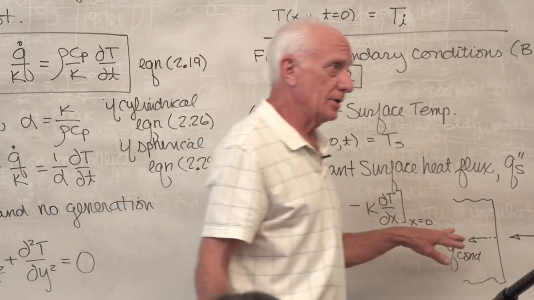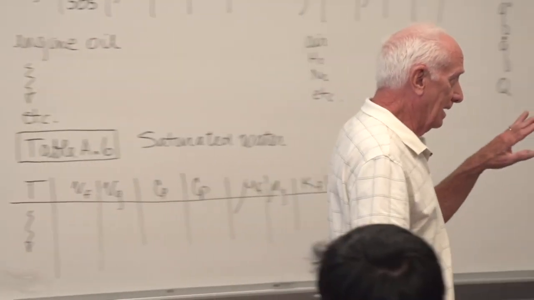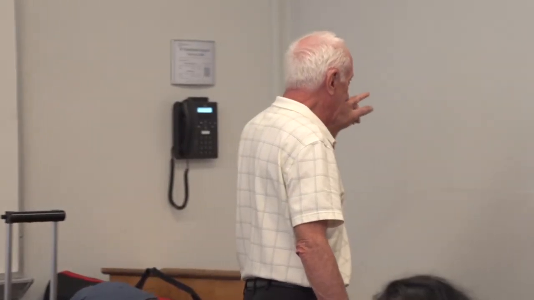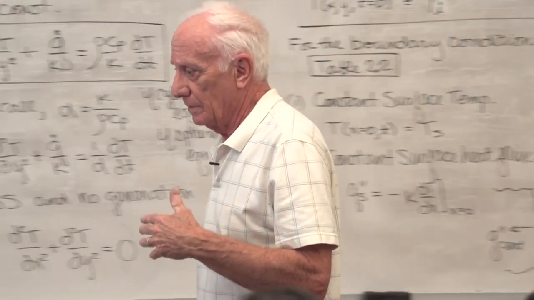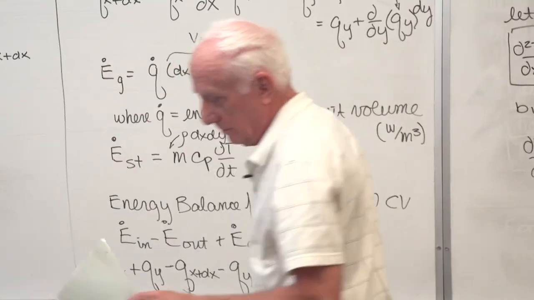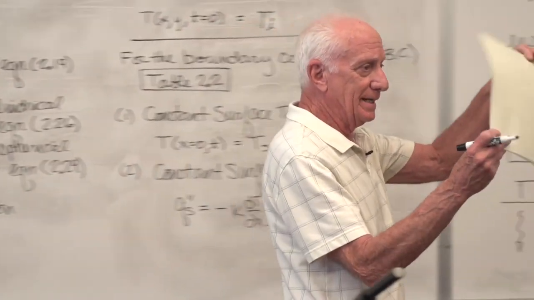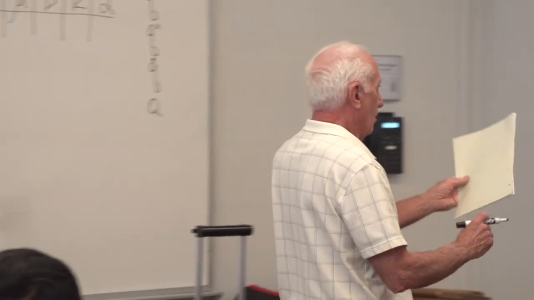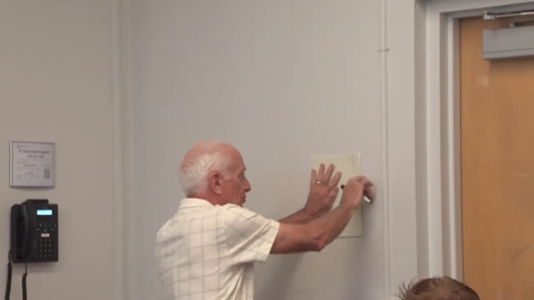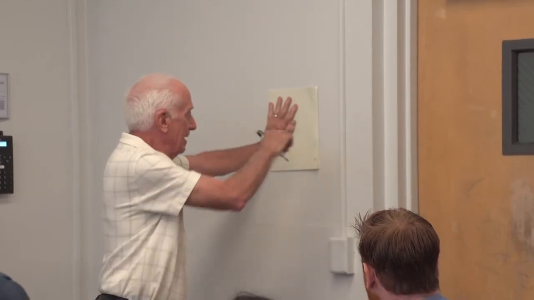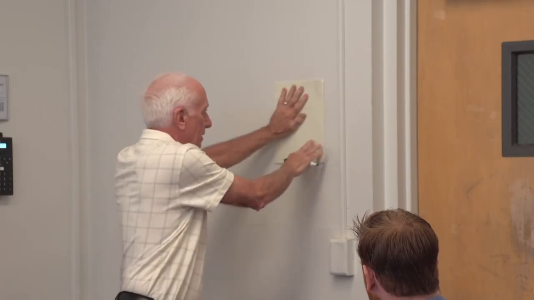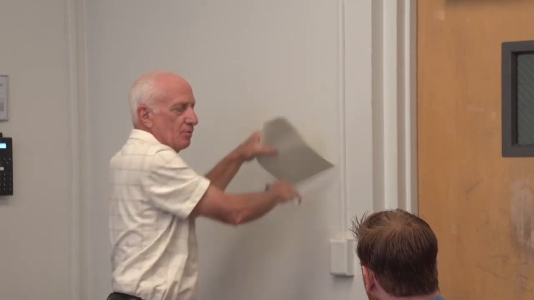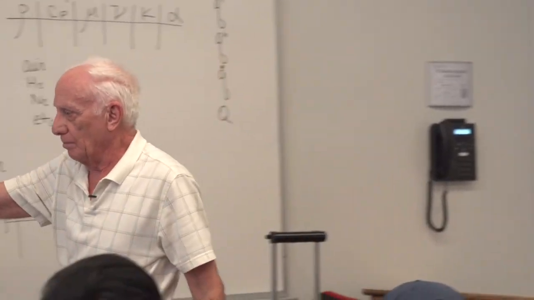So now my boundary condition is, at time equals 0, I'm going to shine a heat lamp on that wall. And that heat lamp is putting out so many watts per square meter. Or I attach a plate heater like this to the wall, take the two leads coming out, put it across a power supply, and put heat into that heater. This is the heater you can buy, plate heaters. And that plate heater puts out so many watts per square meter. QS double prime.